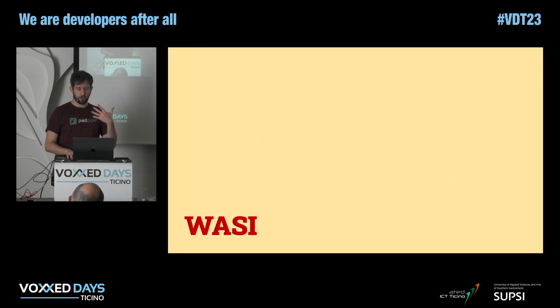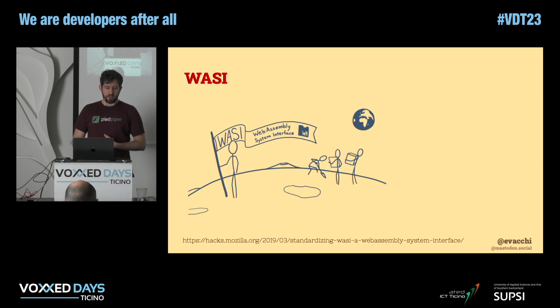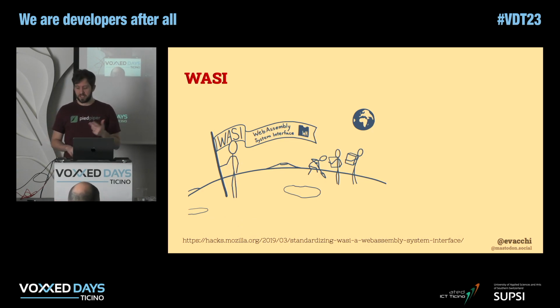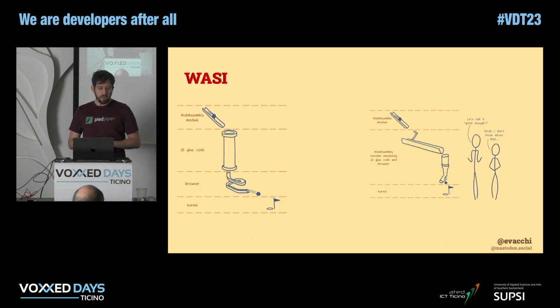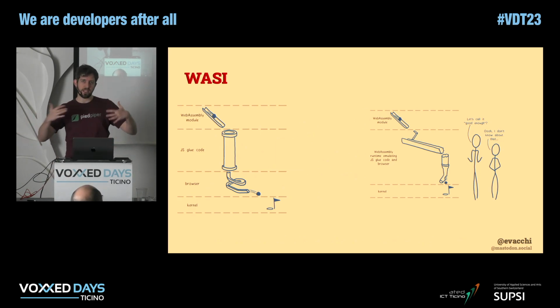Okay, let's. Solomon was mentioning the WASI technology. What's that? So WASI is the WebAssembly System Interface. Basically, the idea is I would like to run WebAssembly outside the browser. So how can I do that?